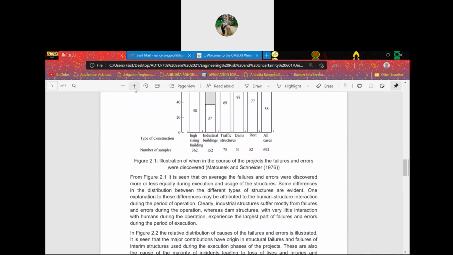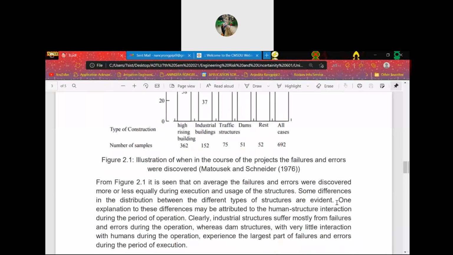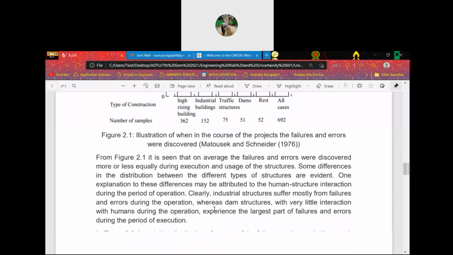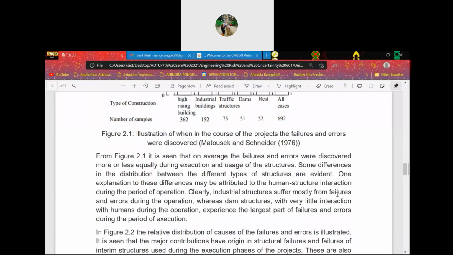From figure 2.1, it is seen that on average the failures and errors were discovered more or less equally during execution and usage of the structure. Some differences in the distribution between the different types of structures are evident. One explanation for these differences may be the human-structure interaction during the period of operation. Clearly, industrial structures suffer mostly from failures and errors during operation, whereas dam structures, with very little interaction with humans during operation, experience the largest part of failures and errors during the period of execution.